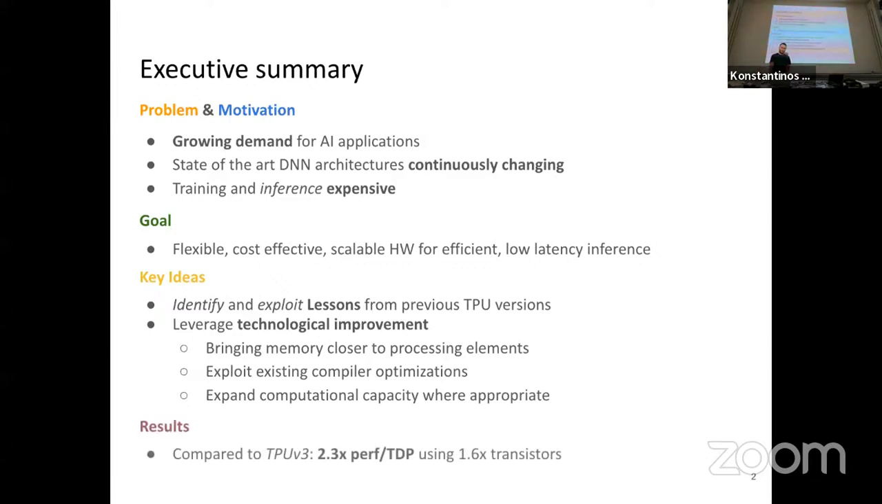to get better results. And as you can see from the results, they are getting about 2.3 times improvement of performance per TDP, or thermal dissipation power, compared to their previous versions, using only about 1.6 times as many transistors. And also they're faster than, for example, the competing NVIDIA T4, while having about the same performance per TDP.